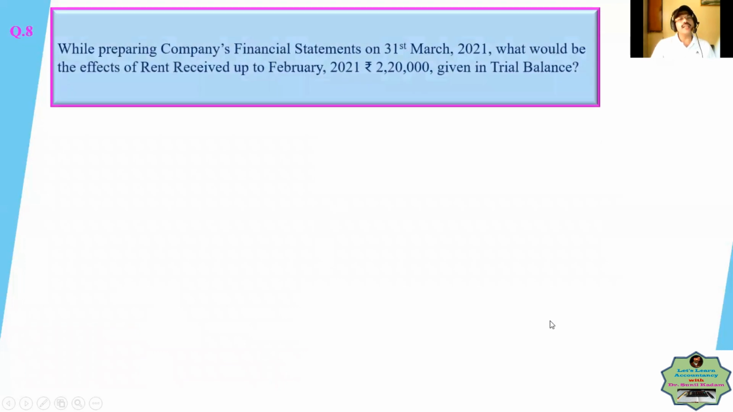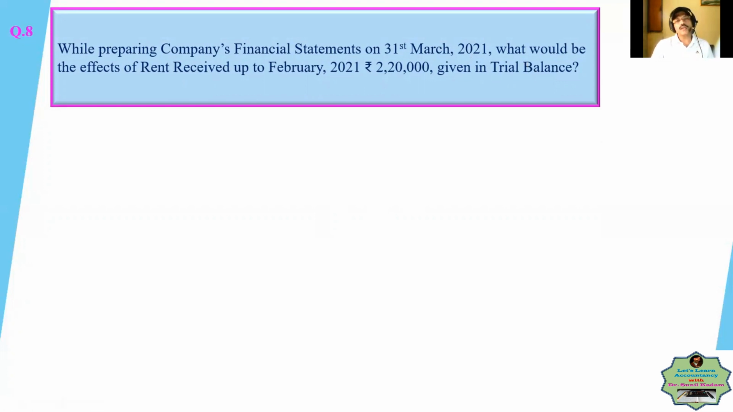So let's move on to the next MCQ, number 8. While preparing the company's financial statement on 31st March 21, what would be the effect of rent received up to February 21, rupees 2,20,000, given in the trial balance? The earlier objective was rent paid. This is rent received. That was an example of expenses. This is an example of income.